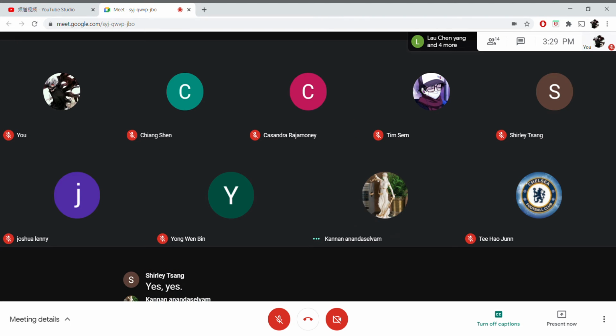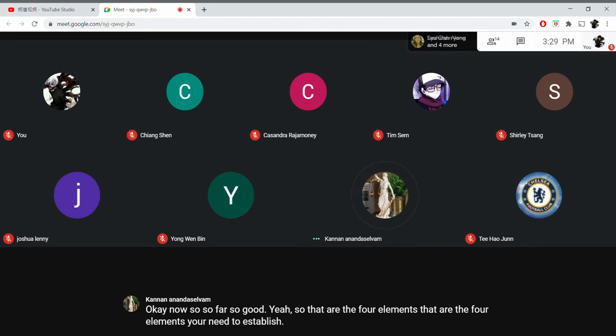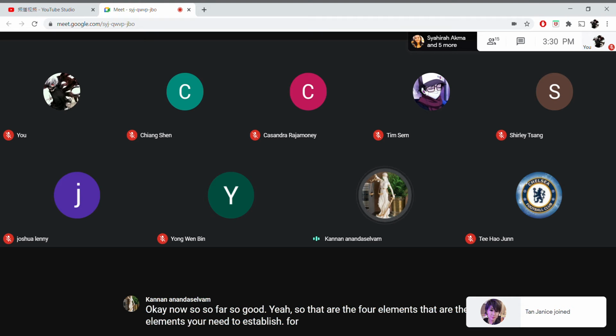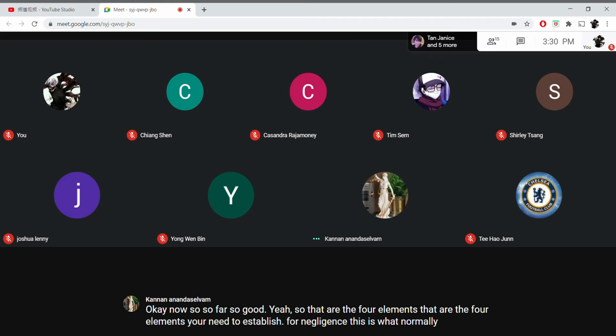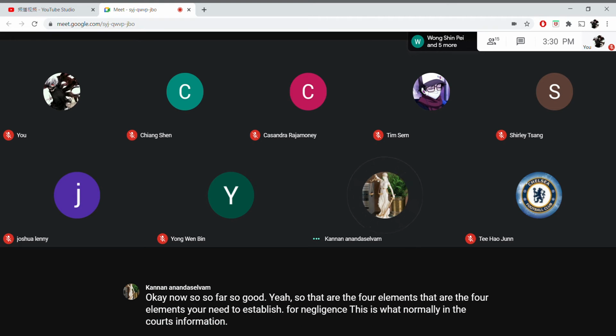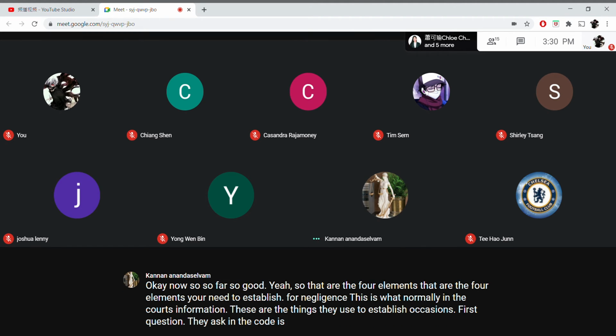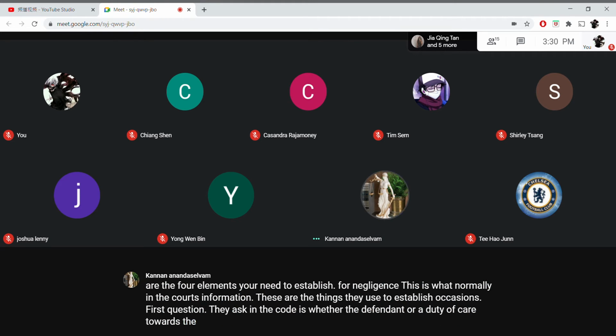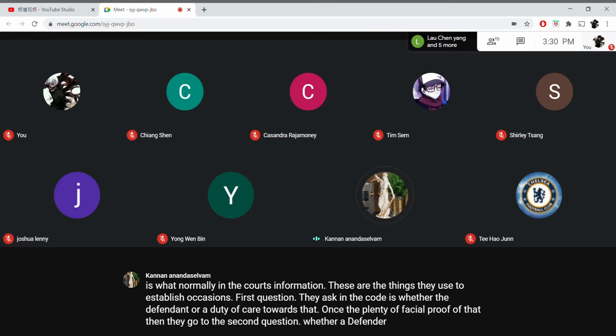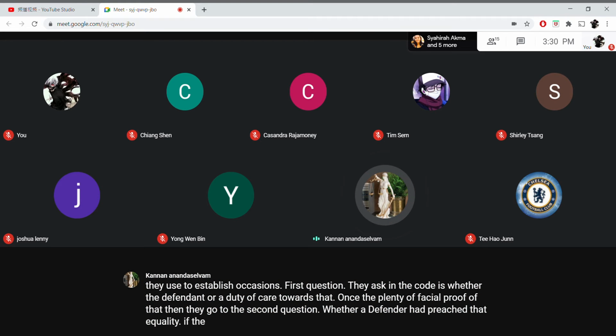You'll need to establish negligence. This is what normally in the Malaysian courts here, these are the things they use to establish negligence. First question they ask in the court is whether the defendant owes a duty of care towards the plaintiff. Once the plaintiff has shown proof on that, then they go to the second question, whether the defendant had breached that legal duty.